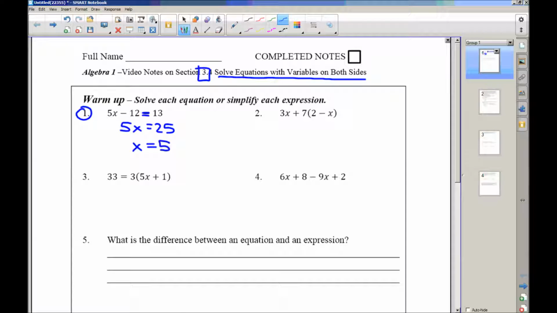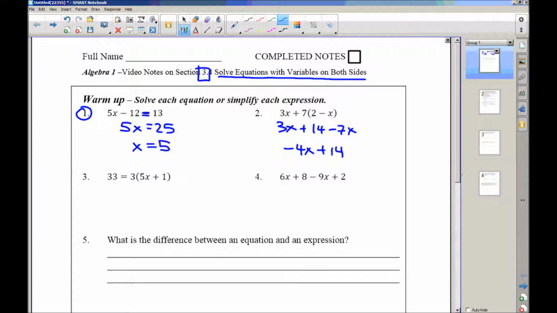We're not trying to get x by itself, notice there's no equals sign with another side. Okay. So I'll copy down 3x, I distribute the 7 to get 14 minus 7x. I combine the like terms, 3x minus 7x makes negative 4x, and I bring down the 3.